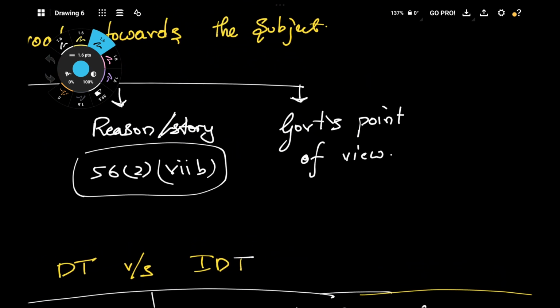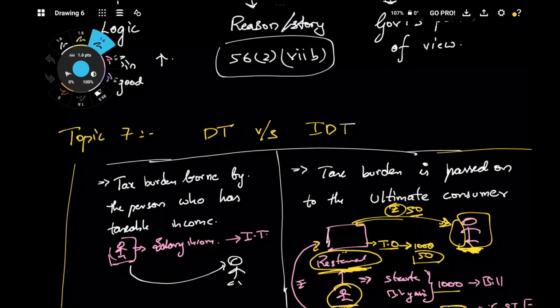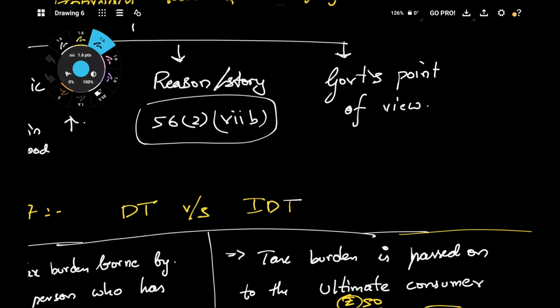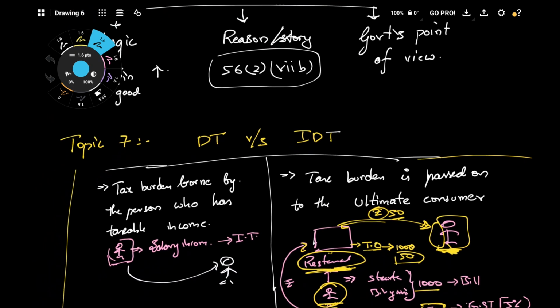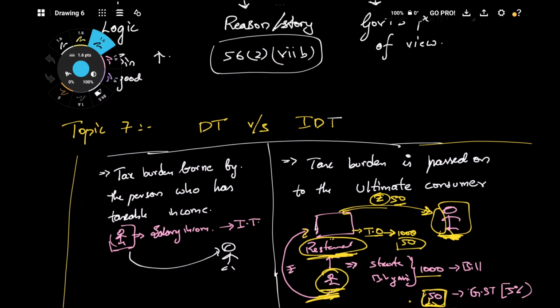And the next thing we have to do is take the government's point of view. We have to look at the provisions with the eyes of the government. As if we are the government, we look at the subject, so that we'll immerse more into the subject. And our topic 7 is DT versus IDT.